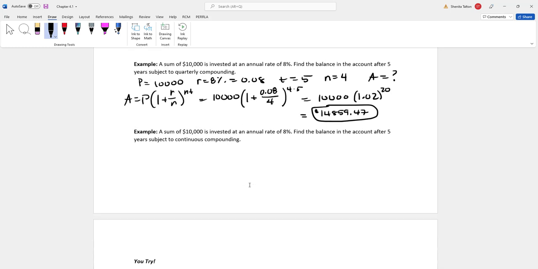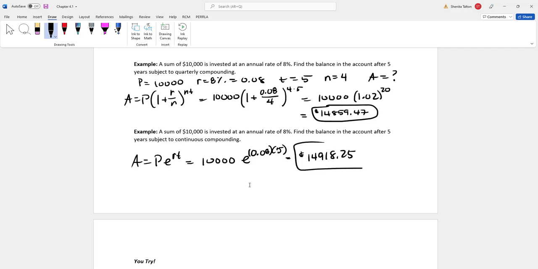If it's compounded continuously, we're going to use this formula here. So this is 10,000 e to the 0.08 times 5. You get $14,918.25.